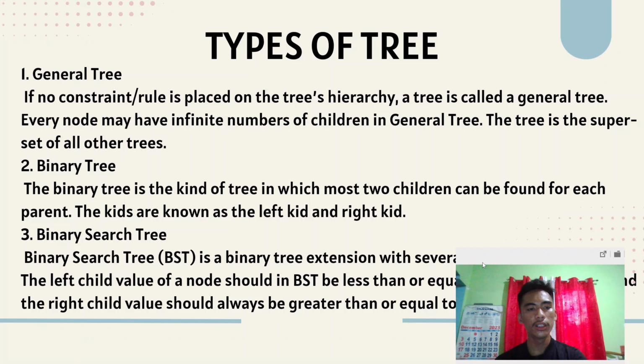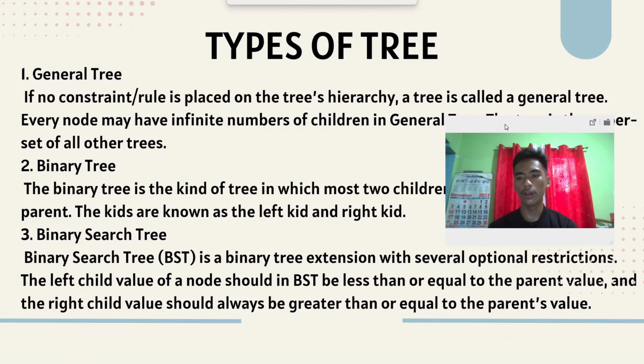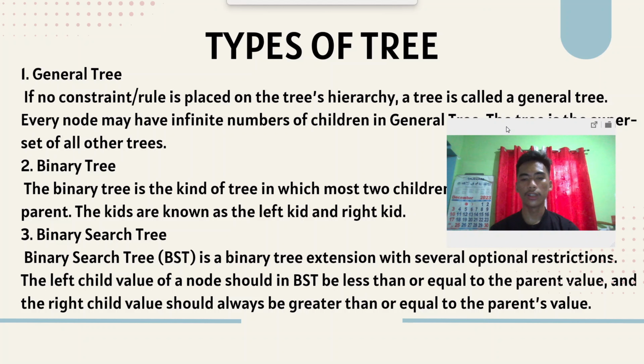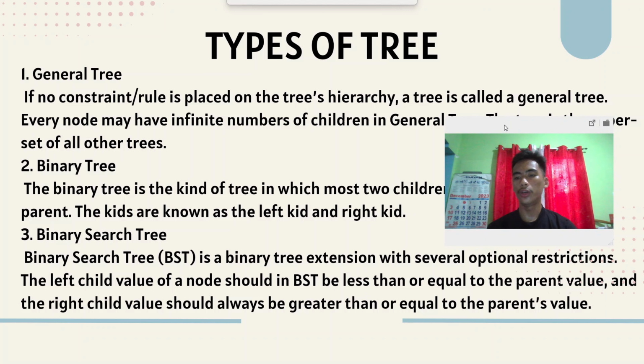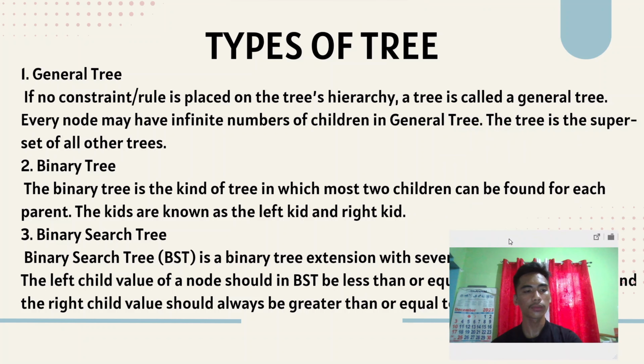So the third is the binary search tree. A binary search tree, or BST, is a binary tree extension with several optional restrictions. The left child value of a node in a BST should be less than or equal to the parent value, and the right child value should always be greater than or equal to the parent value.